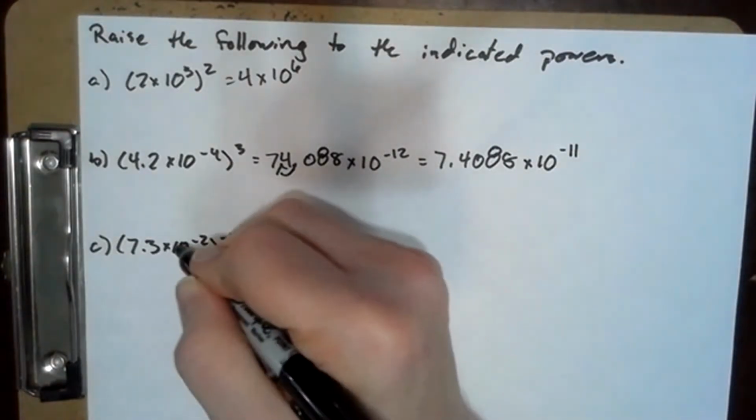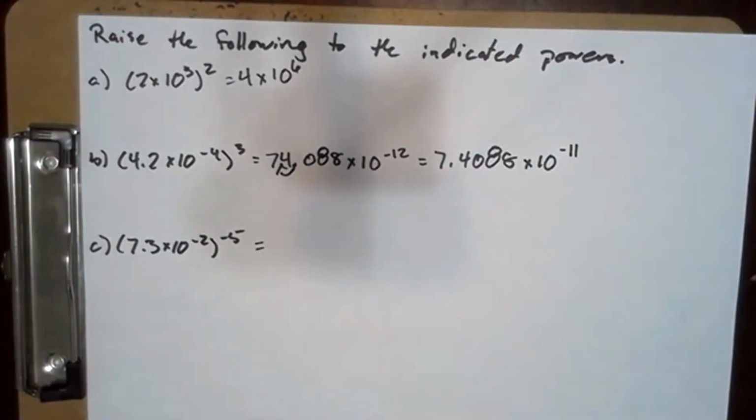Finally, we've got 7.3 times 10 to the negative 2 raised to the negative 5th power. So, stop it, Lonnie. Stop.